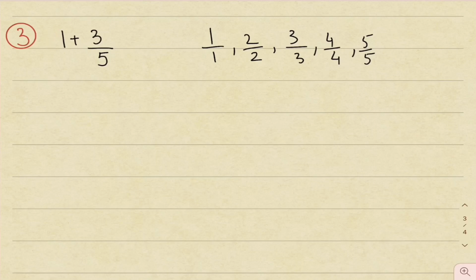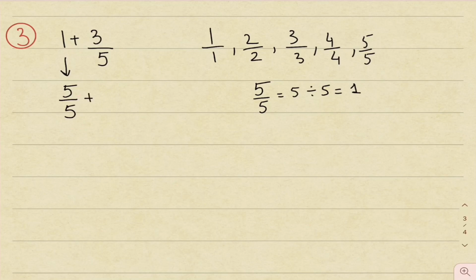So let's try to write this 1 as a fraction that has a denominator of 5, right? Because that way you're going to be adding 2 fractions with the same denominator. So I'm going to write this 1 here as 5 over 5, right? Because 5 over 5 is just 5 divided by 5, which is 1. So instead of 1, I'm writing it as 5 over 5. So now I'm adding 5 over 5 plus 3 over 5.